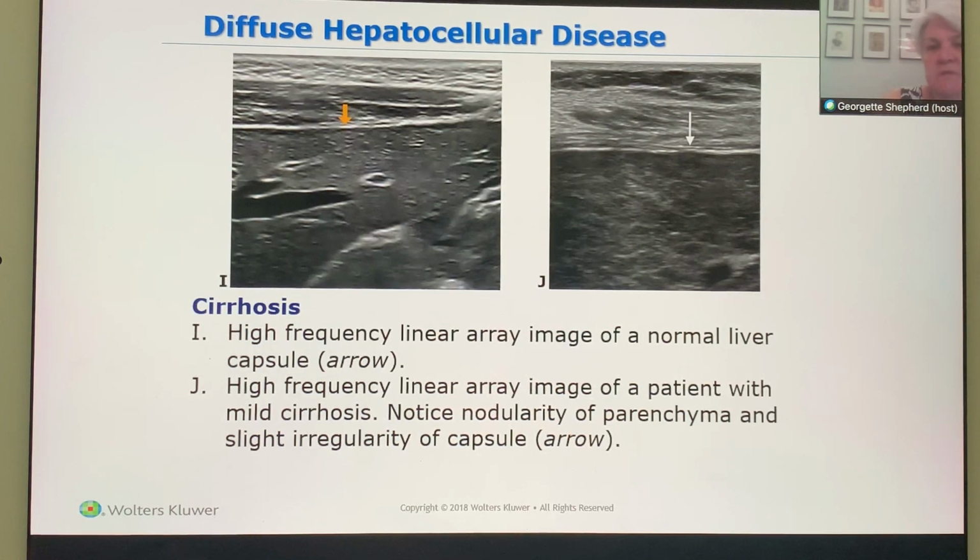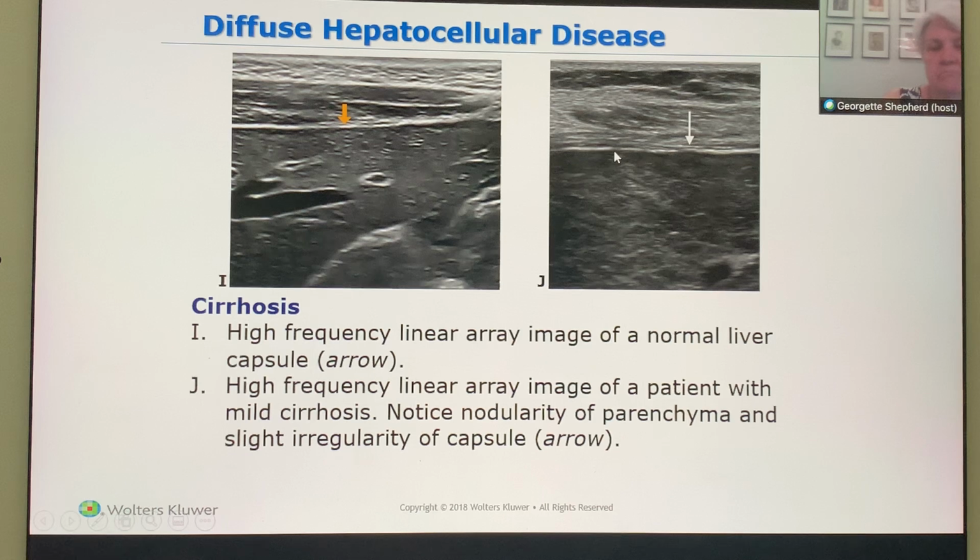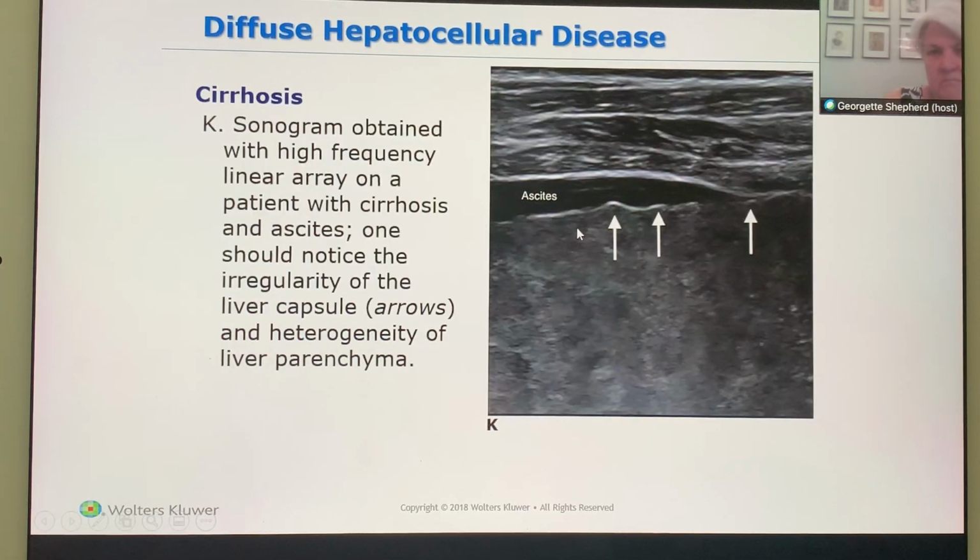Here they're showing you how to use the linear probe, so that you can look at Glisson's capsule. In this one, the capsule is very, very straight. And in this one, you have a little bit of an undulation. You've got one here, one here, and one here. This is how we make a diagnosis of cirrhosis. This one for sure is cirrhosis. You can definitely see the undulation of Glisson's capsule.